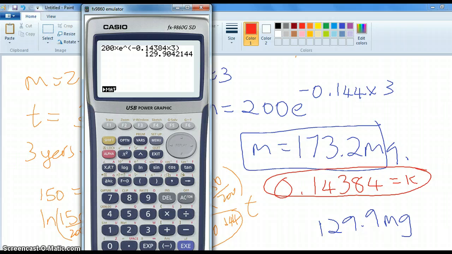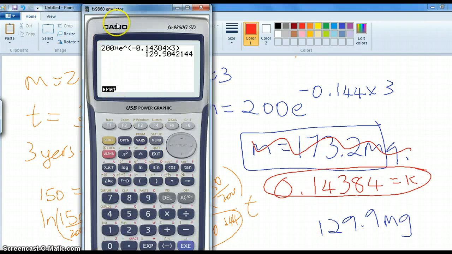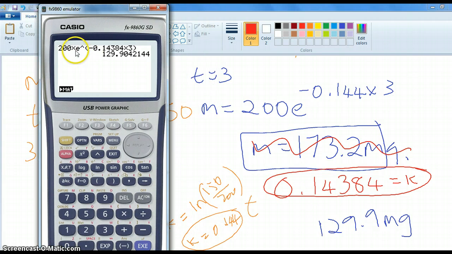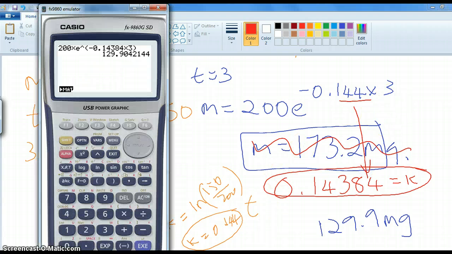Okay, if I put the right thing in the calculator. I actually put the wrong thing in the calculator there. So here I have my calculator with 200 times e to the power of our negative 0.144, or more accurately that, times 3. Then I actually do get my 129.9 milligrams.